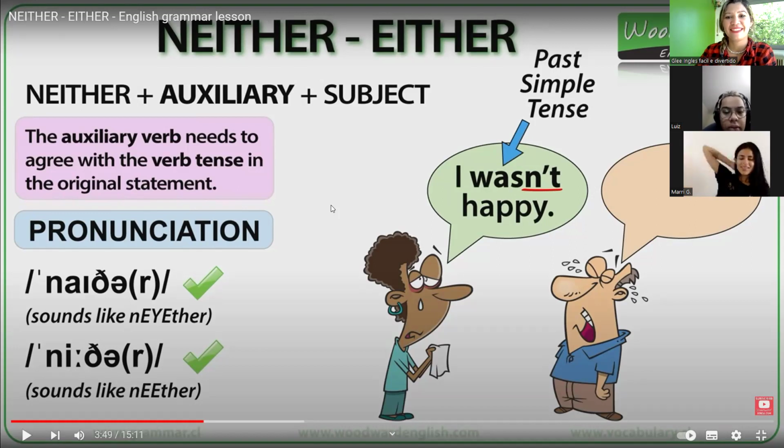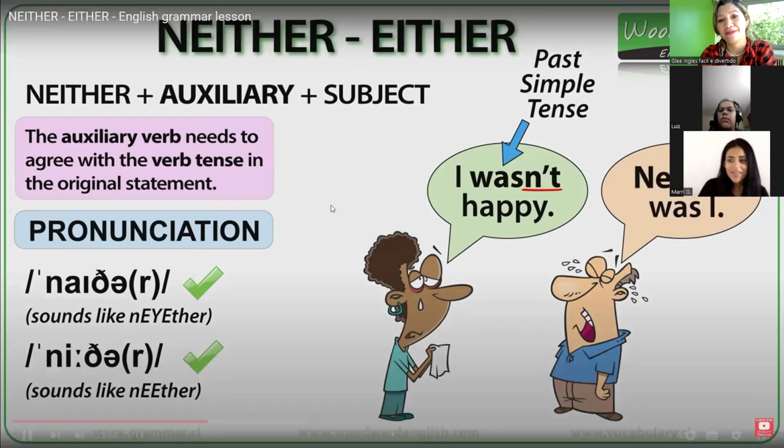Neither wasn't... I. Let's see. What, Luis? Bro, what are these letters all confused on the screen? Can't see anything. What is that? I'm sorry. I wasn't happy. Let's see.